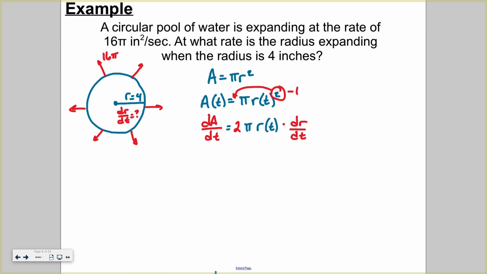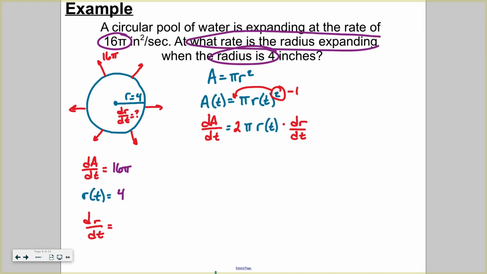Alright, now we're just going to plug in our results, chug, and find our remaining variable using algebra. So the 3 variables we have left are the change in area, the radius, and the change in the radius. According to our problem, we know that the area is expanding at 16 pi square inches per second. We know that the radius is 4, and we want to find the rate the radius is expanding. So that's our variable, dr dt.